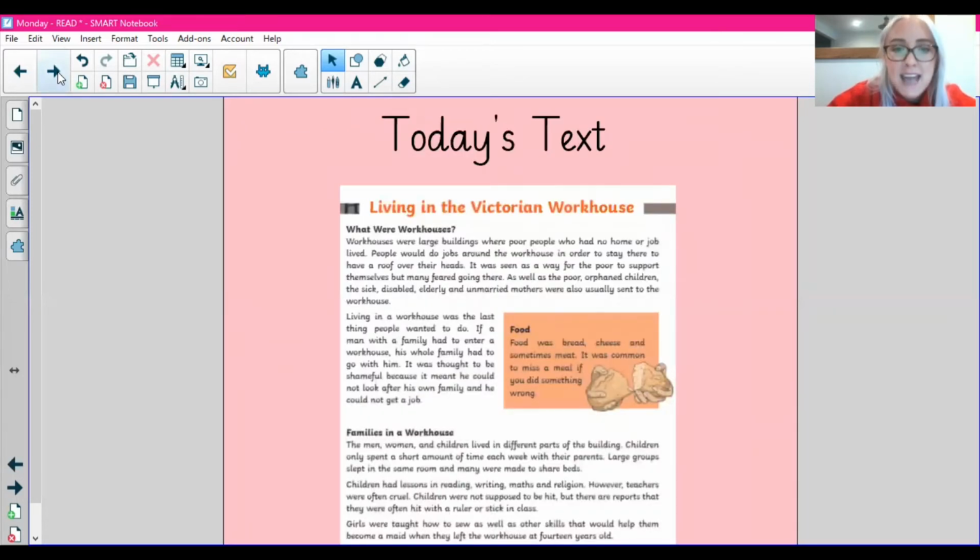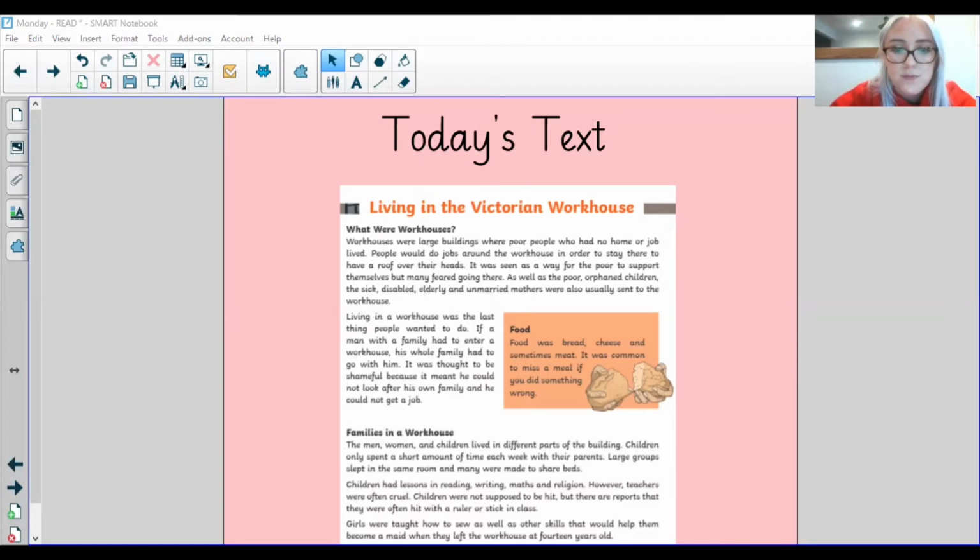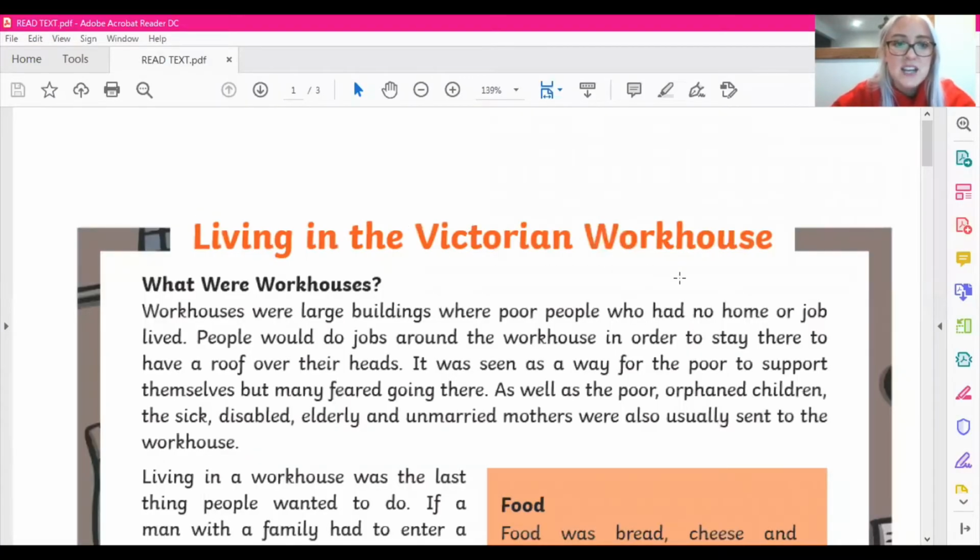Now, today's text, we are looking at Victorian workhouses. So this is kind of like the place where Oliver Twist, the character from our story, was at the beginning when he asked for more gruel. So I'm going to show you today's text. So this is today's text.